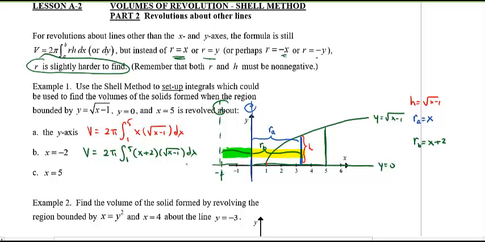Okay. Can you try part C, please? x now equals 5. Oh, that uses this as the axis of rotation. So the representative element, the radius, must be this distance, r sub c. Can you figure out what r sub c is in this case?